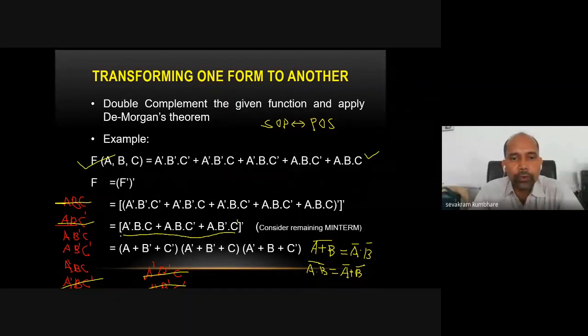So what we can do, now this bar is nothing but this bar, right? This plus is there, so I am converting this into this: A bar B C whole bar into A B C bar whole bar into A B bar C bar whole bar, and I'm applying another theorem on that. So what I will get is A plus B bar plus C bar.